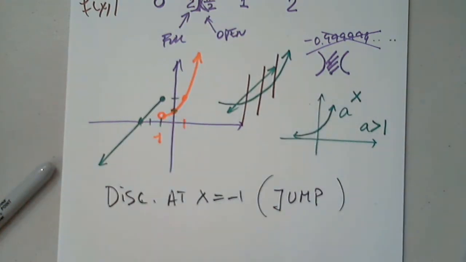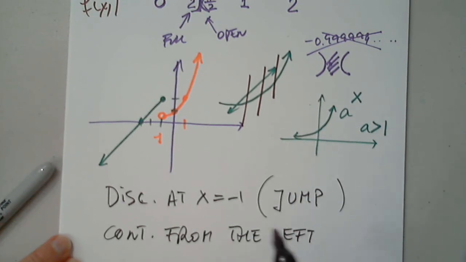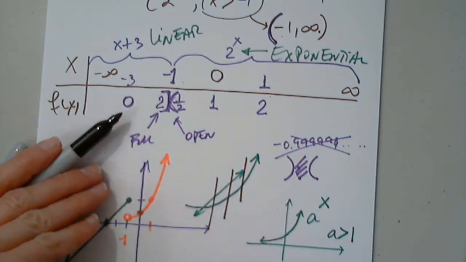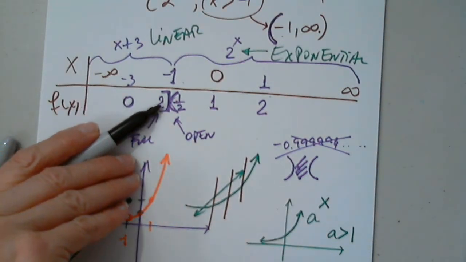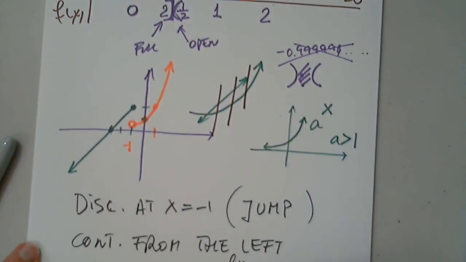Is this function continuous from the left or from the right, or none? The left. Yes, continuous from the left. So in other words, the limit, and you can see it here, right? The limit from the left is 2, and the function value is 2 at that point. So the limit of f of x as x approaches -1 from the left equals f of -1, and they are both 2.